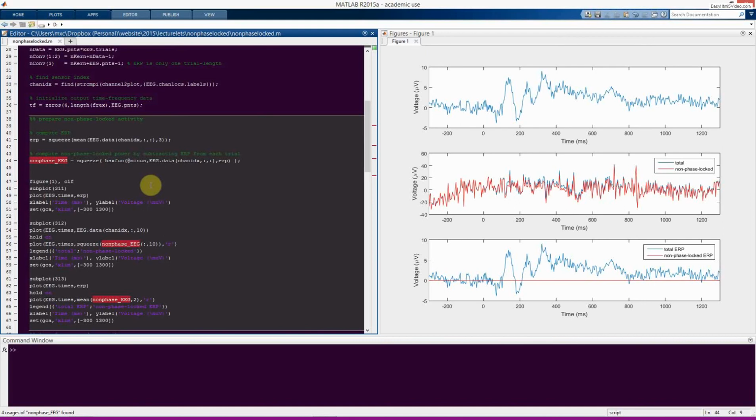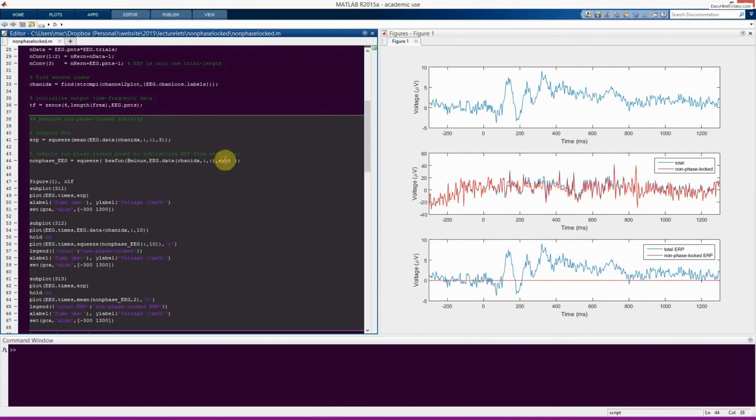So each individual trial, we have 99 trials. That leaves us with a matrix of time by trials, or 640 by 99. But the ERP is just one trial length. So in order to subtract a vector from a matrix, here I'm using the function bsxfun. The way this function works is we want to compute the subtraction, so this is like a function handle for subtraction.